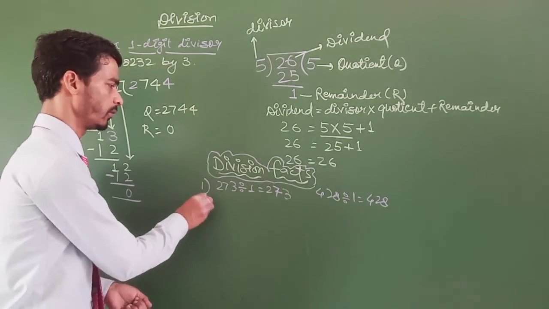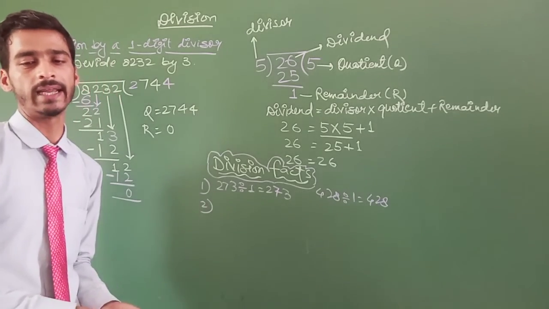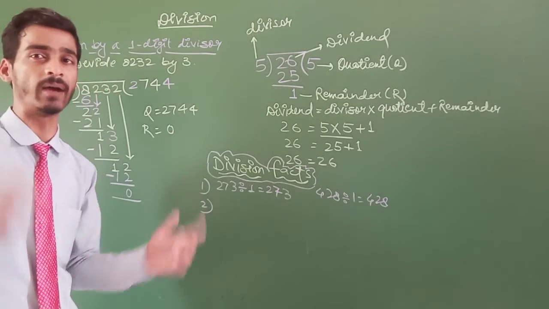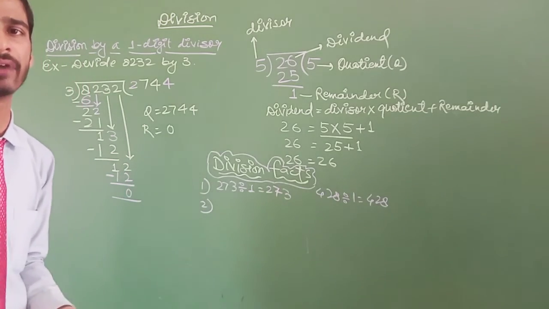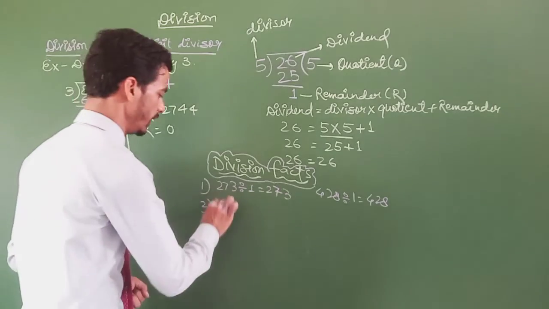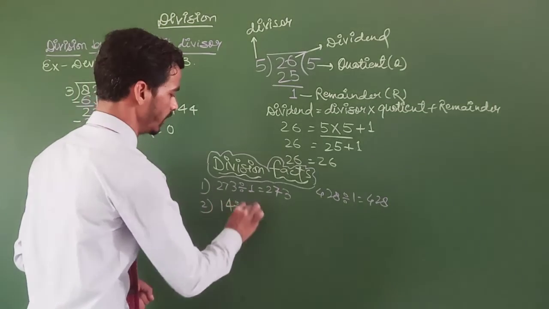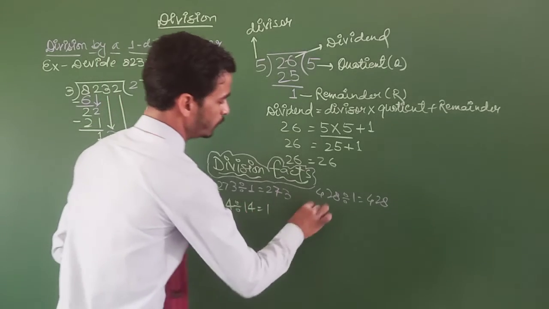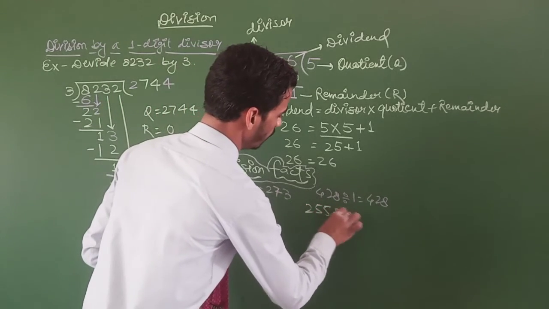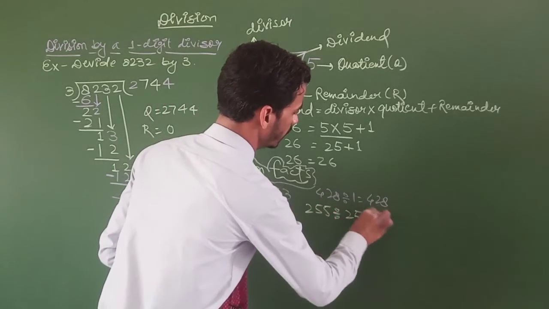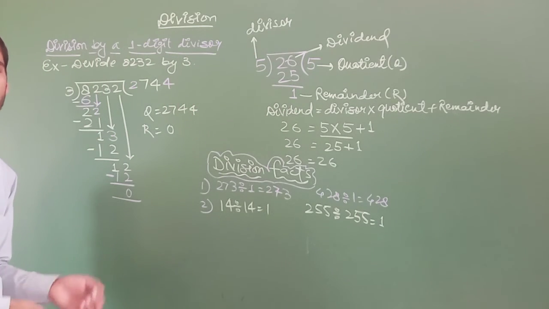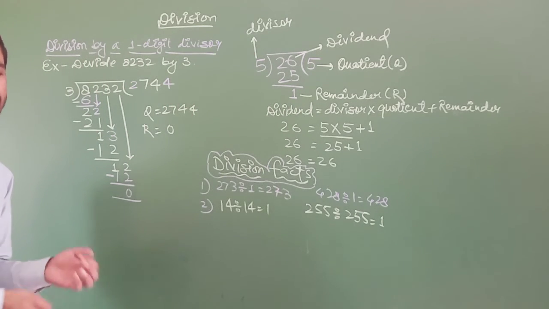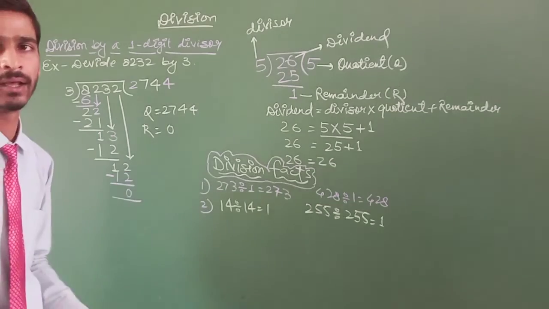The second fact: when a number is divided by itself, then the quotient is 1. 14 divided by 14 is equal to 1. 255 divided by 255 is equal to 1. When a number is divided by itself, then the quotient is 1. And the first fact was when a number is divided by 1, the quotient is the number itself.